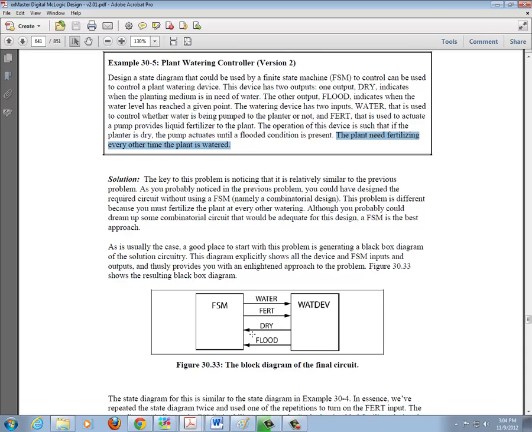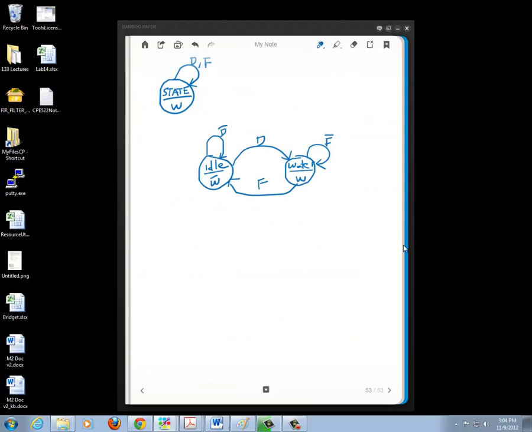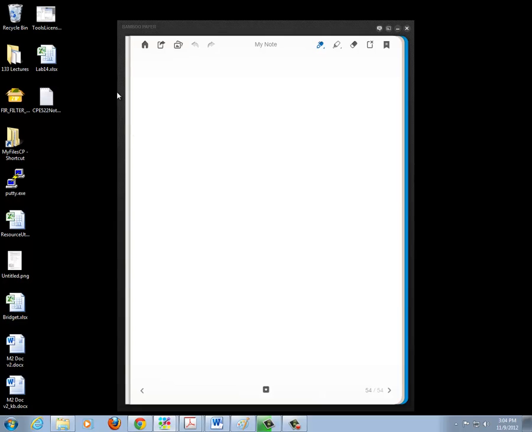Alright, step three is to draw our legend. It's going to look very similar to this one. I'm going to start on a new page. We're going to have our state. And now we have two outputs. I'm going to call them water. And now, since it's fertilizer and we have a flood, I'm going to call the fertilizer output E for fertilizer. And we still have our inputs, dry and flood. Okay, so we have our legend.